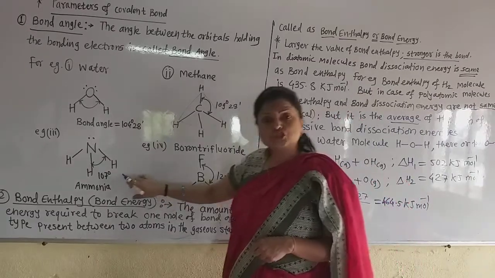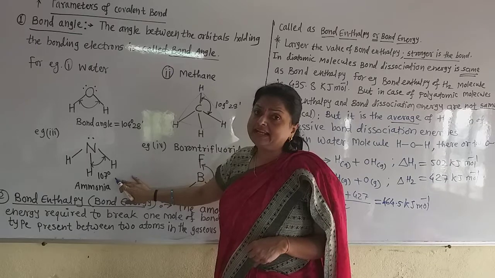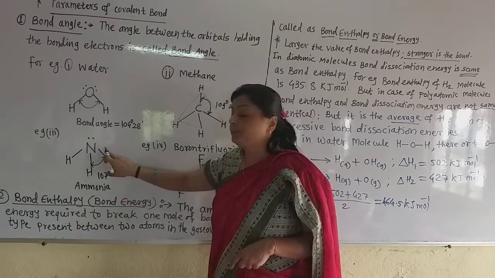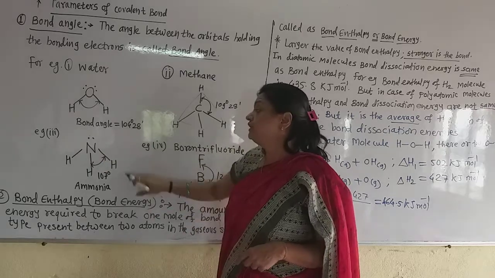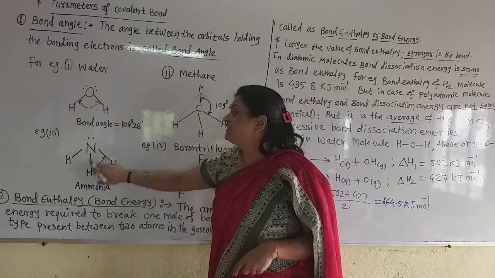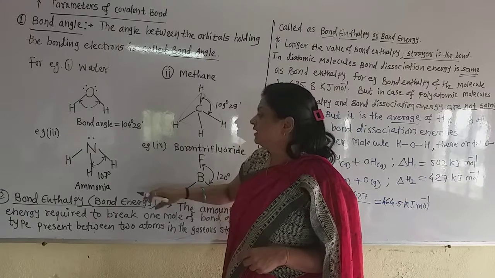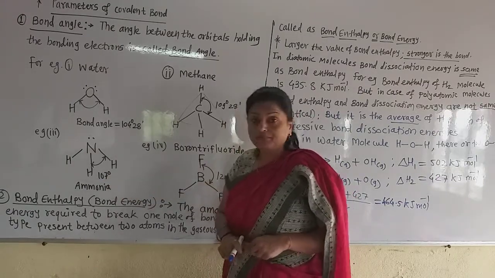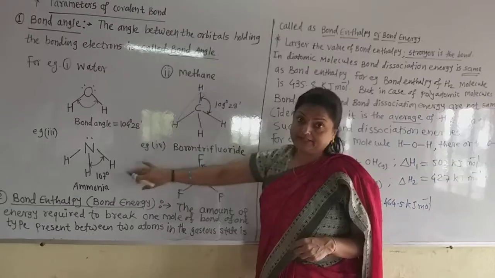In ammonia also, the tetrahedral bond angle decreases due to the one lone pair, that is, the repulsion between the lone pair and bond pairs. The HNH bond angle is 107 degrees in ammonia. This is also a distorted tetrahedron.